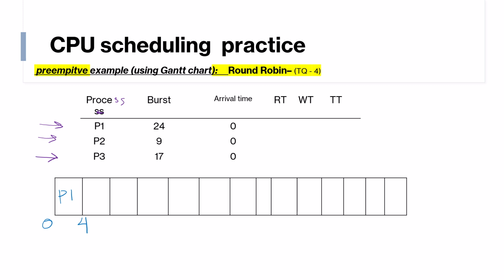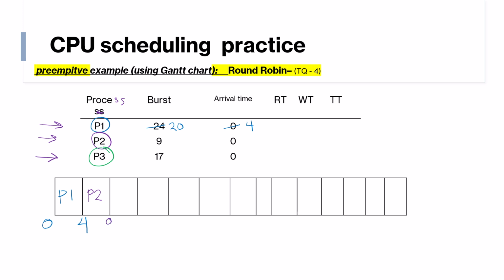I'll use blue for P1, purple for P2, and green for P3. So P1 will be blue, just to remind me. P2 will be purple and P3 will be green. P1 is going to get on the CPU for 4 time units, so it's going to have a new arrival time of 4 and it's going to have 20 time units left of its CPU burst.